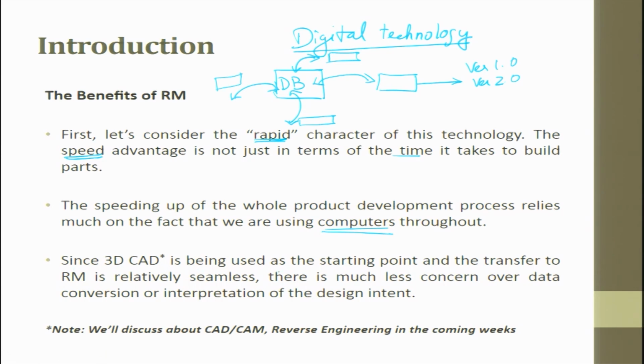Since 3D CAD is being used as a starting point, the transfer to RM is relatively seamless. Seamless means without any disconnect it can be transferred, and people don't play an important role. It is always the data which is getting transferred. So, tweaking of the data or noise adding to the data is reduced to a large extent. There is much less concern over the data conversion or interpretation of the design intent. We shall discuss the CAD and CAM reverse engineering in the coming weeks. So, that will give you more insight and details.